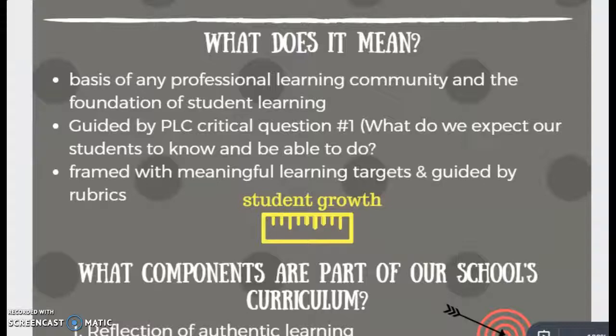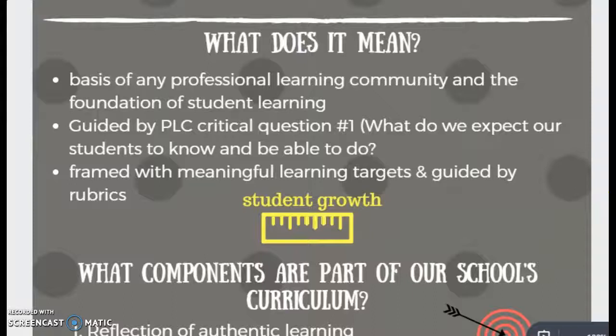How can we expect our students to achieve at high levels if we do not have a curriculum set in place that allows them to do that? A guaranteed and viable curriculum is framed with meaningful learning targets and guided by rubrics, because curriculum and assessment, which I'll talk about today, go so hand in hand. We want to be able to measure what we want our students to achieve, and also figure out if we're not getting them where we want them to go, how we can switch things along the way. And that's all assessment.